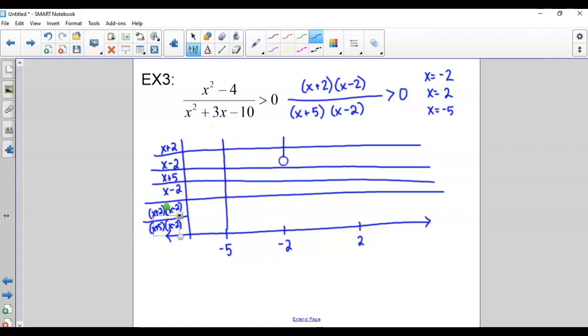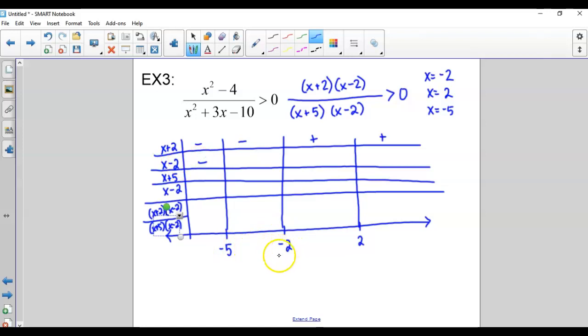So let's split up what we've got here. If I pick a number below negative 5, that would be negative 6. Negative 6 plus 2 is going to give me a negative. Between negative 5 and negative 2, like negative 4, negative 4 plus 2 gives me a negative. Between negative 2 and 2, like 0, 0 plus 2 gives me a positive. And any number bigger than that is also going to give me a positive. Notice you're switching from negatives to positives right here at negative 2, which is the value that would make this expression 0.